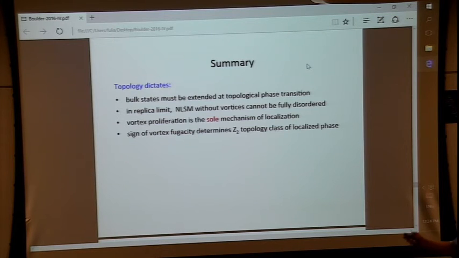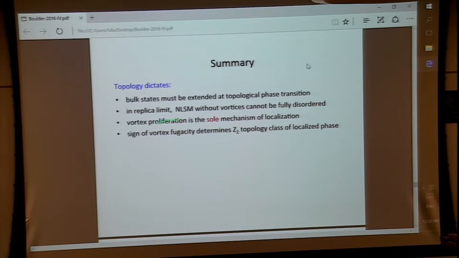In the trivial insulator, the vortex fugacity is positive. In the topological insulator, the vortex fugacity is negative. In a closed system, the sign of the vortices doesn't matter. So in terms of the universal critical exponents, the transition from a metallic phase to either a trivial insulator or to a topological insulator has the same universal exponents. All properties are the same, and that's actually also supported by numerics.